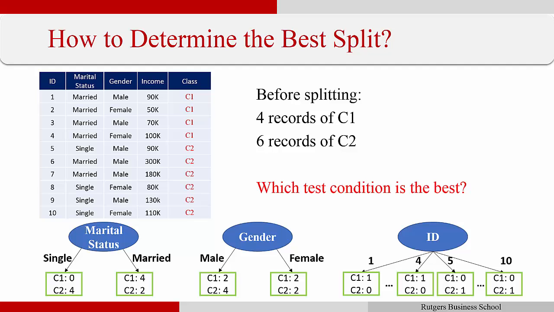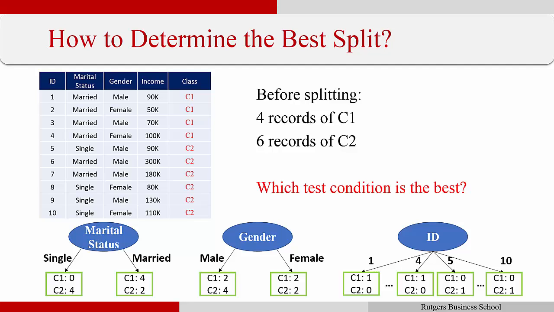For the single, we have 4 persons, and none of them belong to class 1 and 4 of them belong to class 2. And for the married group, we have 6 people. 4 of them belong to class 1 and 2 of them belong to class 2. And also, we can use gender to split it. For the male, we have 6 males, and 2 of them belong to class 1 and 4 of them belong to class 2. And for the female, 2 of them belong to class 1 and 2 of them belong to class 2. And someone may wonder whether we can use the ID to split it. So we just did it.